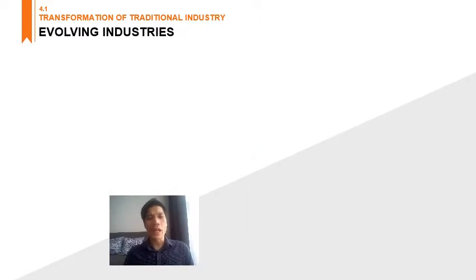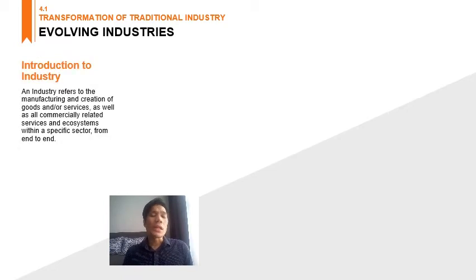So let's start by looking at some of the evolving industries. At the beginning, industry refers to manufacturing and the creation of goods or services, as well as all commercially related services in an ecosystem within a specified sector from end to end. For example, a computer manufacturing industry is a subsector of the technology industry, along with the rare metals, the miners, and the point of sale retailers.